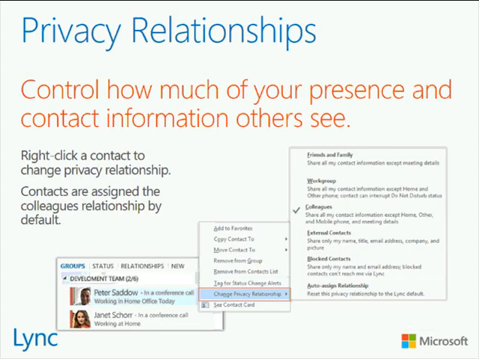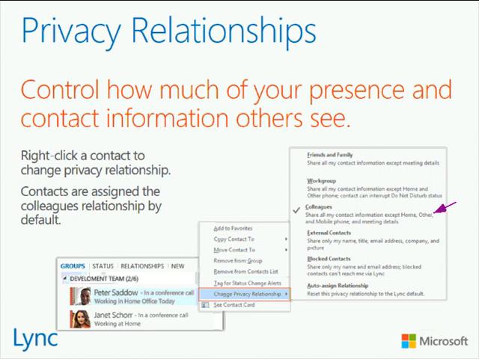Privacy relationships in Lync can be viewed by right-clicking on the contact and taking a look at the privacy relationship. You may notice that someone is in the field of colleagues, and you can see it specifies what colleagues see about you. So this is all about what kind of information they see about you.